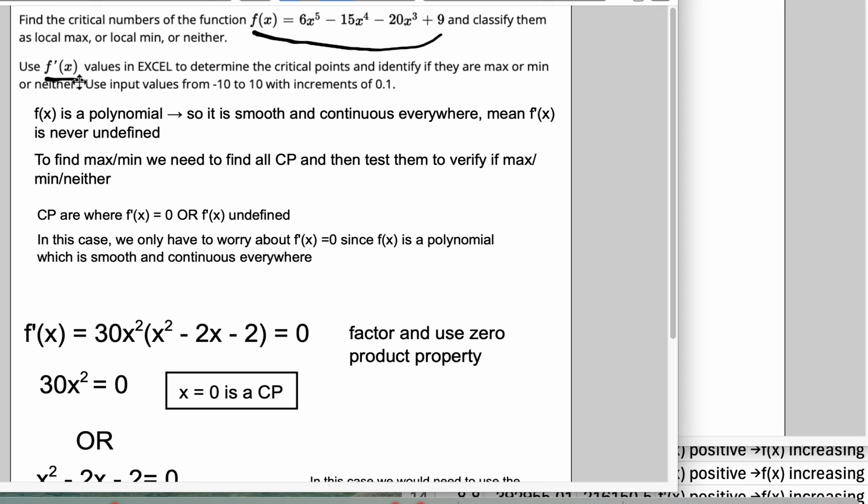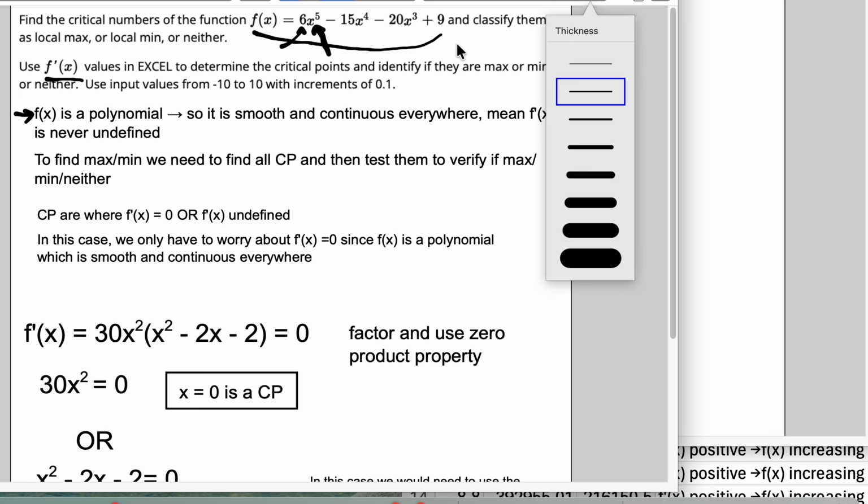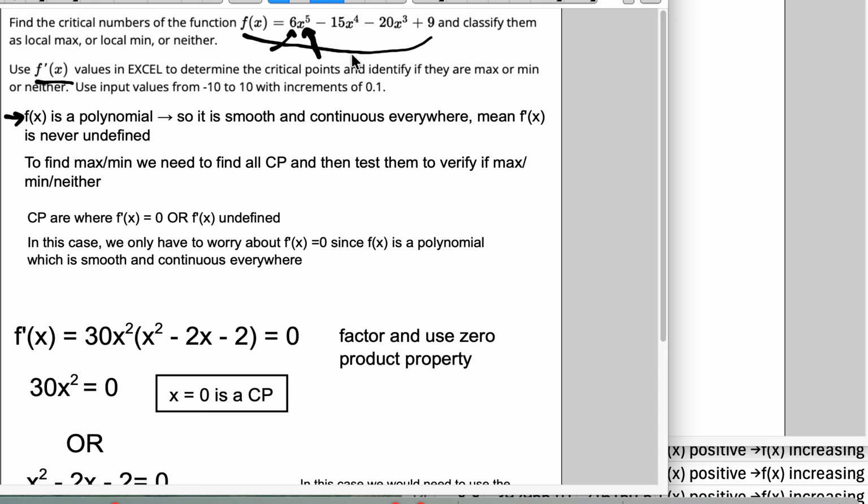In order to find the critical points, we're going to need to take the derivative of this function f of x. When I look at f of x, the first thing I want to do is ask myself, what kind of function do I have here? I can see that I have a constant times a variable raised to a power, and then a constant times a variable x raised to the fourth power, and so forth. So this is just a polynomial.